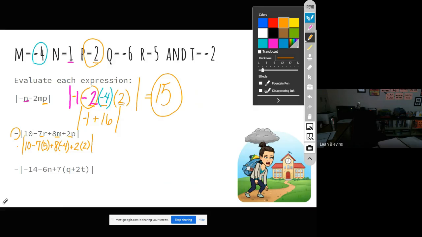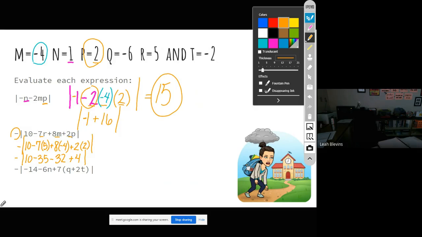We'll go through and do my multiplication first. I've got 10 minus 35 minus, what is that, 32? Plus 4. Drop everything else straight down. Now I add or subtract, whichever comes first as I move left or right.